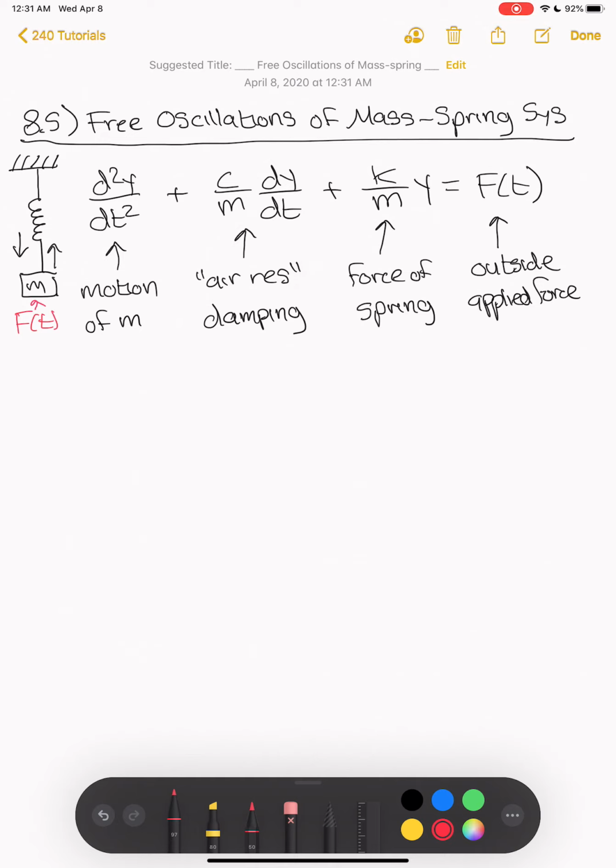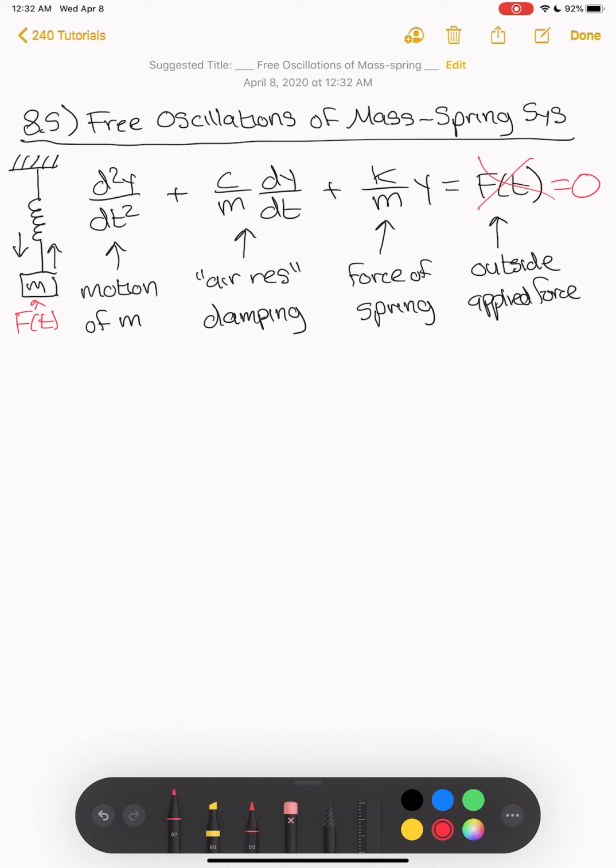Okay. But what we'll care about in this video is the special case where no one's touching your mass spring system, where you have a homogeneous differential equation to solve here. And that's what we'll cover in this video. So I just want to cover the possible cases you can get, and then pretty much do a practice problem so you know what you have to do with these systems.